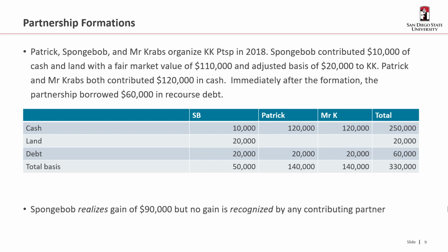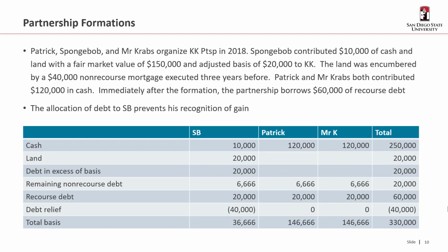So one way of thinking about this, and we'll cover this again in a few videos when we do basis one more time, is to think about the partnership taking on debt as the partner borrowing money and then contributing that cash to the partnership. Because economically they're the same. The partnership borrows debt, it's recourse debt, the partners are liable. They consider that a deemed contribution of cash. And that's exactly how a deemed contribution would be treated. So SpongeBob again realizes the $90,000 a gain, but no gain is recognized by any contributing partner.